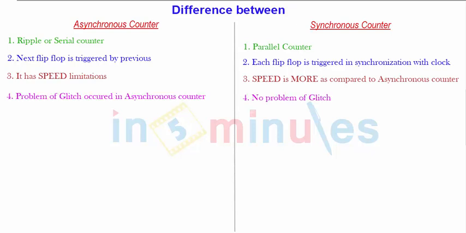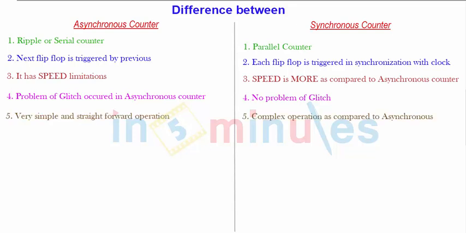Fourth one, the problem of glitch occurs in the asynchronous counter, whereas it is not there in the synchronous counter. That glitch is nothing but the counter being in an undesired state for a moment, which cannot be detected by the bare eyes, but it may harm the circuit. We have discussed this glitch issue in the design section, so you can go through the design section and cross-check the problem of glitch in the asynchronous counter. While designing the modulo counter, we discussed the problem of glitch.